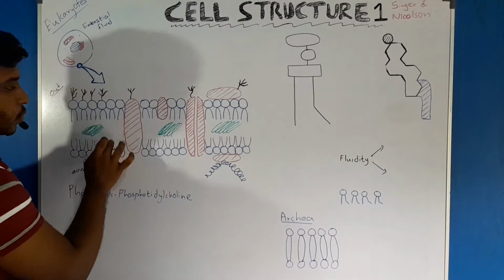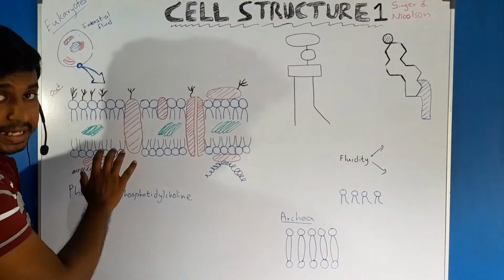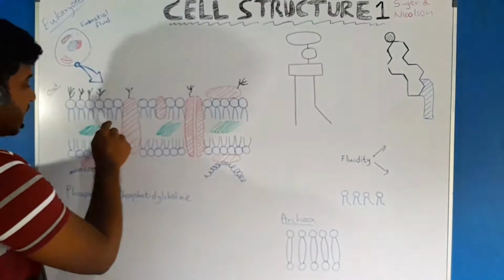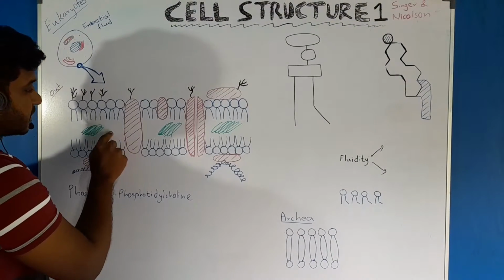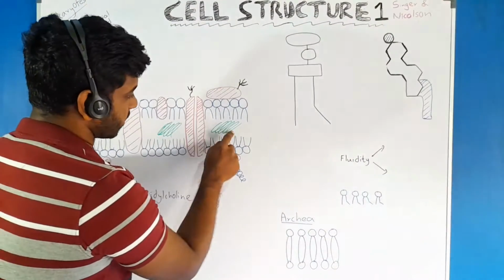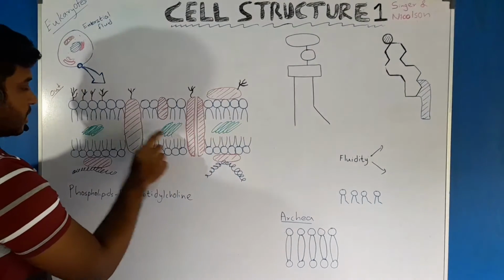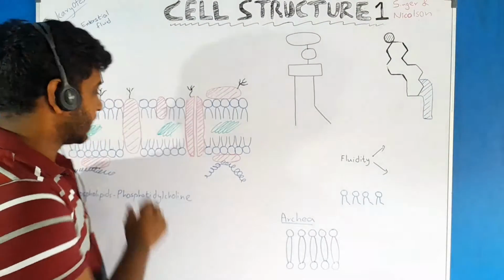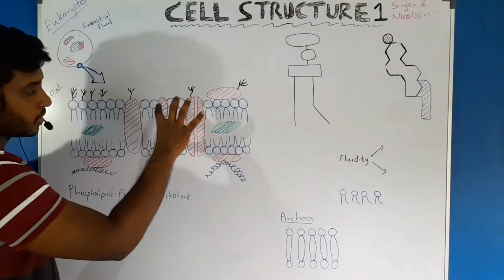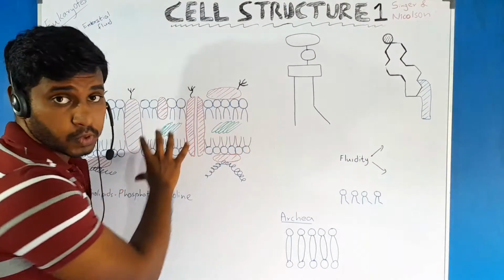In between the two layers of the bilayer, bi means two, in between the two layers of phospholipids, you can see these green color molecules. These are cholesterol. They are lying in between the two layers of phospholipids.